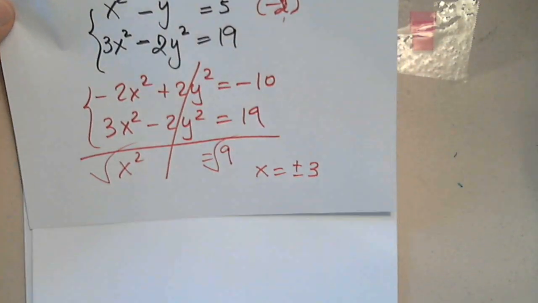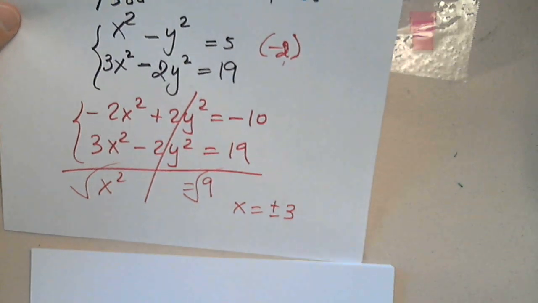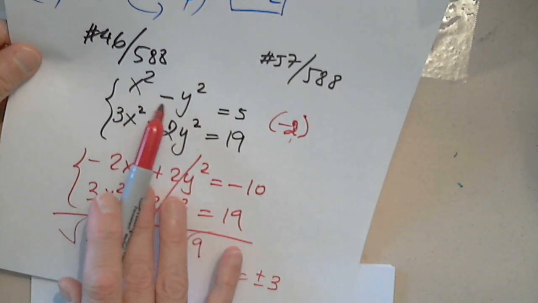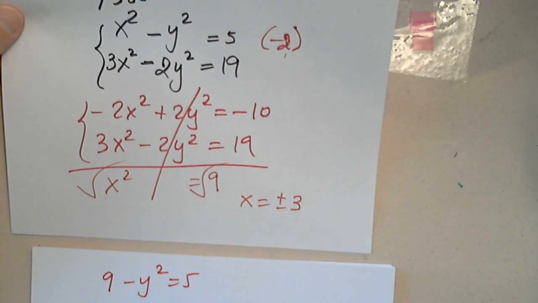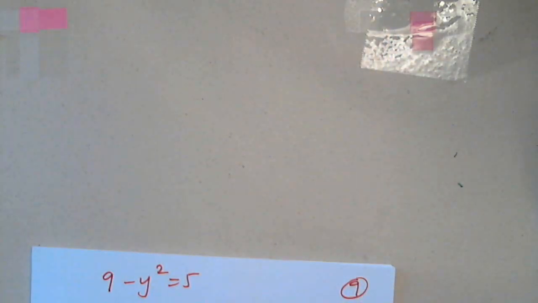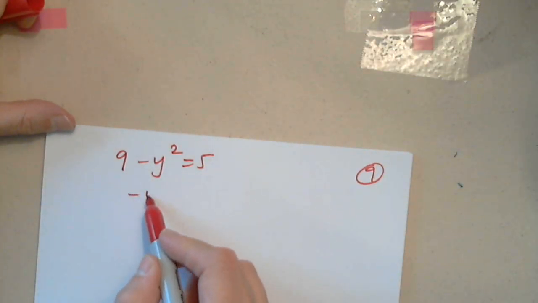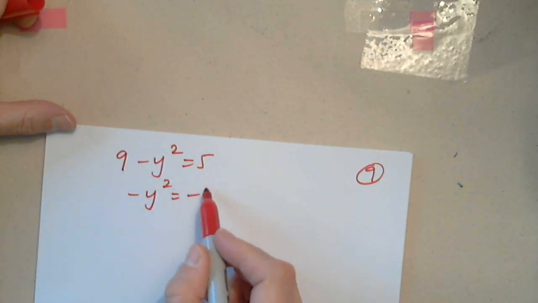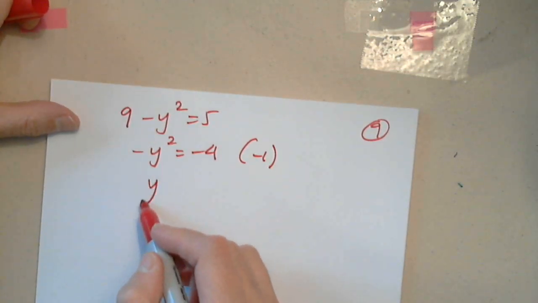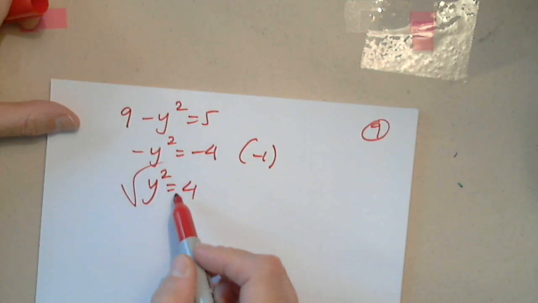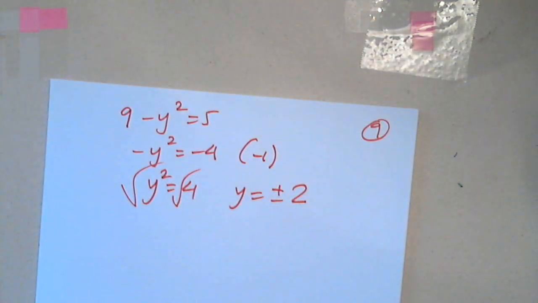It's good, but it's not good enough because I have to go back and replace x squared by 9 anywhere here. So I have 9 minus y squared equals 5 from the first equation. So then negative y squared, when I move 9, I get negative 4. I multiply by negative 1, and I get y squared equals 4. And of course, I take the square root and get y equals plus or minus 2.